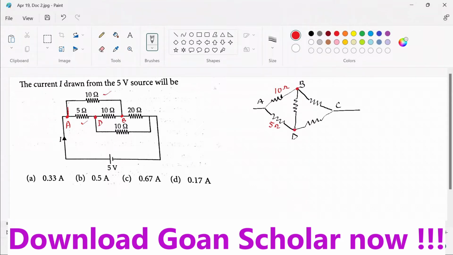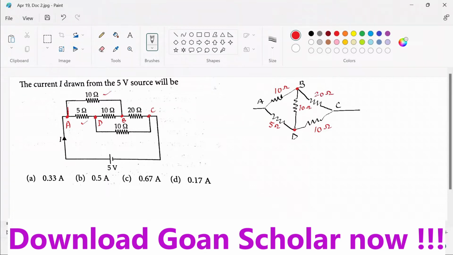Between B and D, there is 10 ohm. So this is 10 ohm. Now D, let's call this as C. So D to C, there is 10 ohm. And from B to C, there is 20 ohm. Okay. I hope this is clear.